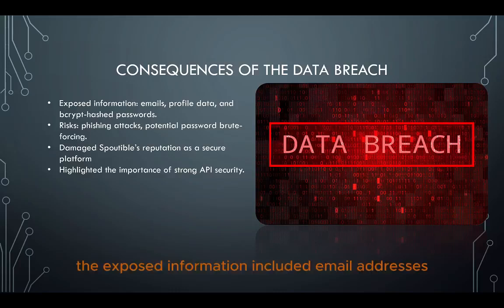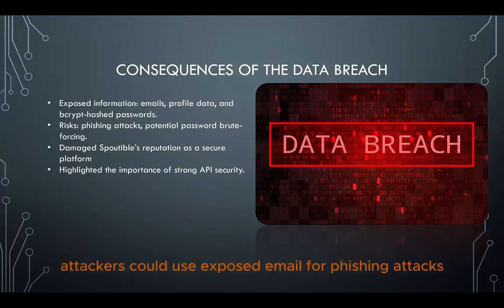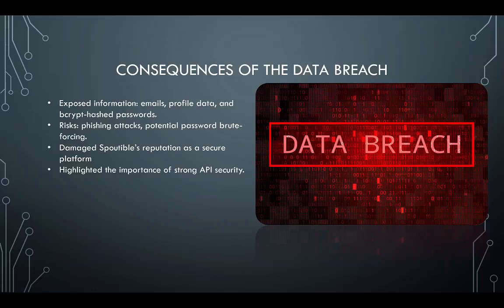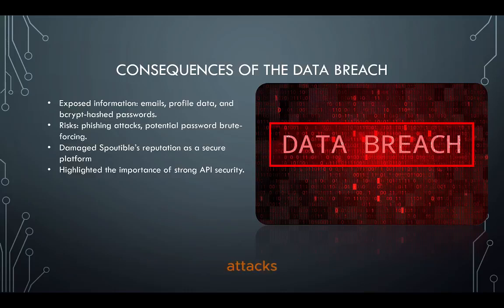The exposed information included email addresses, profile details, and bcrypt hashed passwords. While bcrypt is a strong password hashing algorithm, the breach still put users at risk. Attackers could use exposed emails for phishing attacks or to link data to other breaches. The hashed passwords, although not directly accessible, could still be vulnerable to offline brute force attacks, especially if users reused weak passwords on other sites.